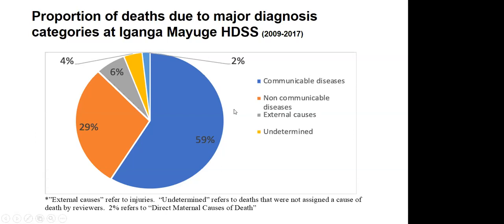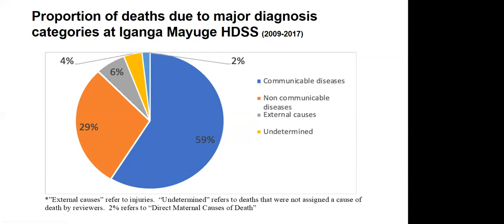Remember, I showed you earlier that we use data from different sources. You can actually see that the non-communicable diseases were contributing to 29% of all the deaths. And the external causes, which is this gray one, is injury. So it comes to about a third or slightly more than that.